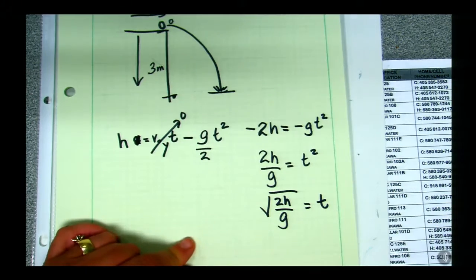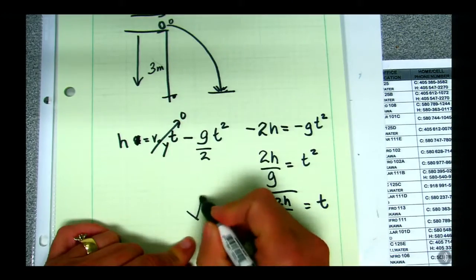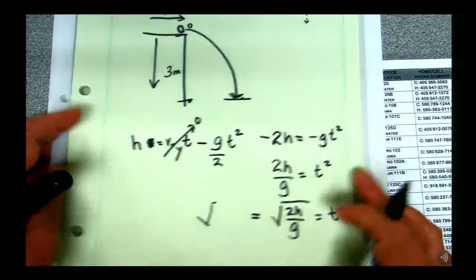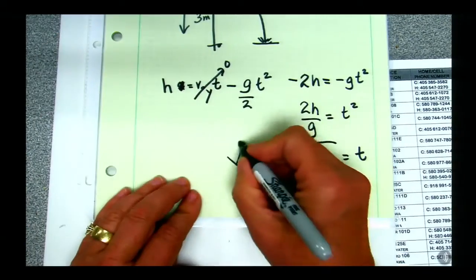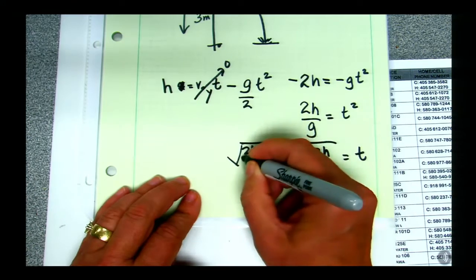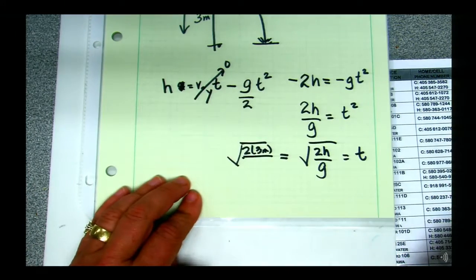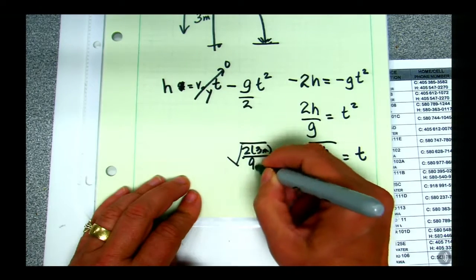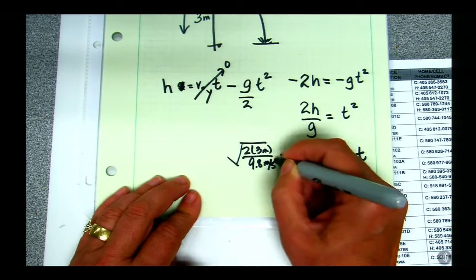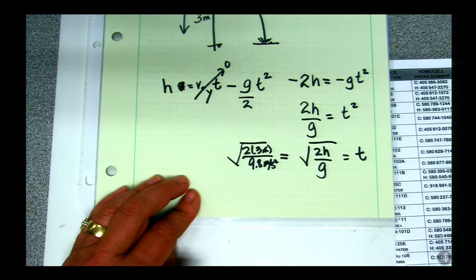So if I plug in numbers, that's going to be 2 times the height, which is 3 meters. Yeah, that's the value I gave, 3 meters. And then that's 9.8 meters per second squared. Meters cancel, and I get seconds squared under the square root. Square root of seconds squared is seconds.